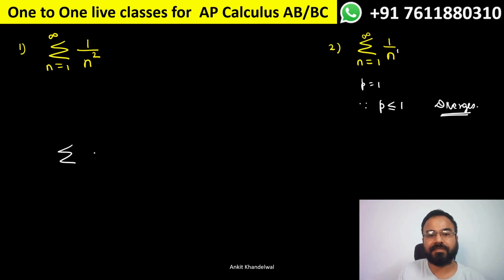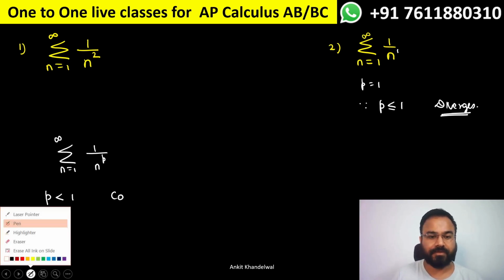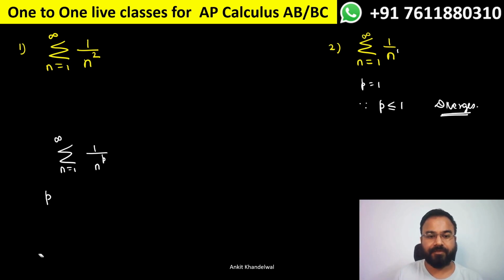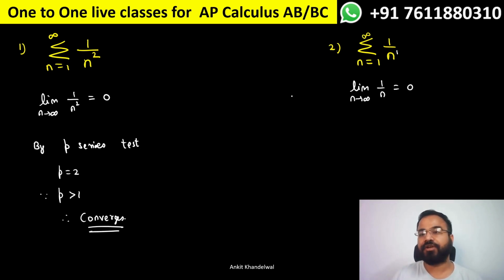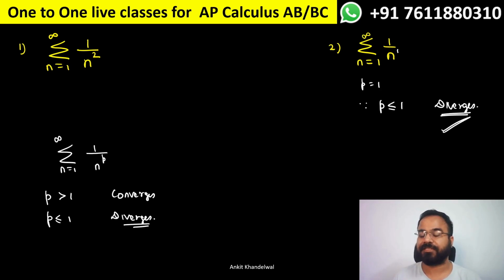According to the P series, the standard form is 1 upon n power P, with n going from 1 to infinity. If the series is written in this format, then two conditions are there. If P is greater than 1, we say the series converges. If P is less than or equal to 1, the series diverges. So you can see in both of them the limit is going towards 0, but in one case the series converges and in the second case the series diverges. So we cannot comment on this. It can be converging, it could be diverging.